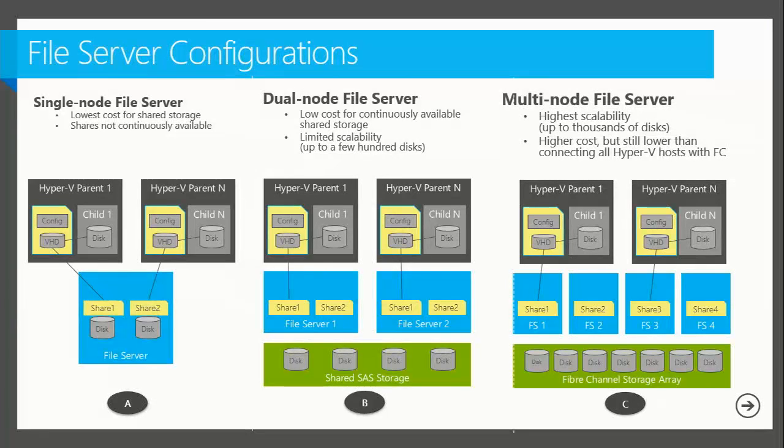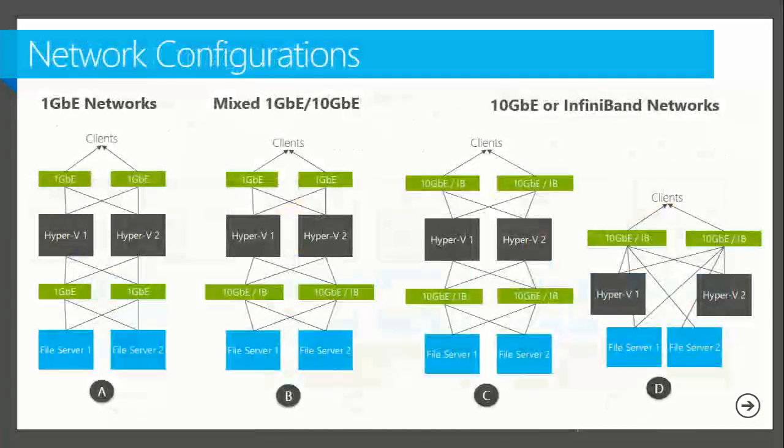And then you can wire the whole thing up, and then from the file server to the Hyper-V hosts, you can use regular Ethernet networking. Okay? That makes sense? Speaking of networking, there are many different ways to configure that networking, right?